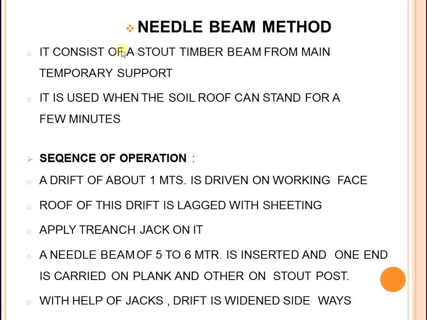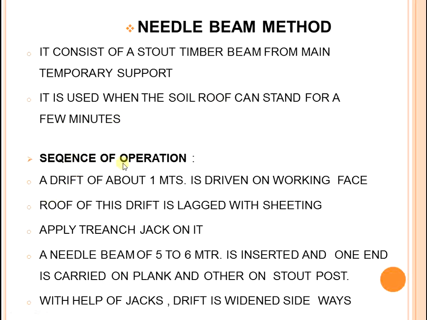It consists of stout timber beams forming the main temporary support. The needle beam method is used only for temporary structure in tunneling. The stout is nothing but the vertical support of the needle beam. It is used when the soil roof can stand for a few minutes.